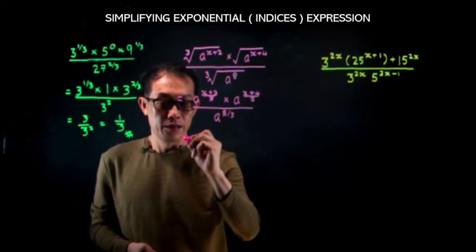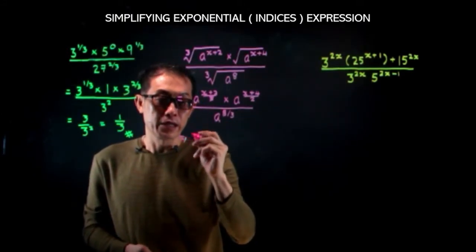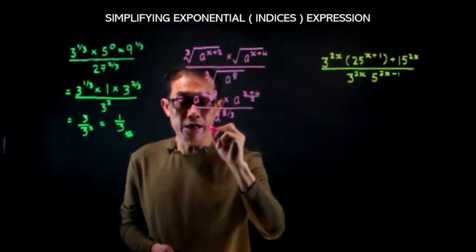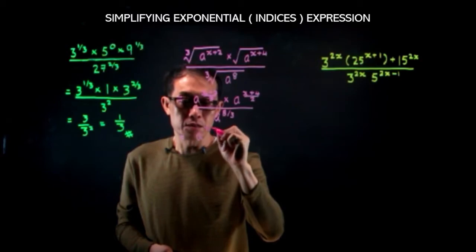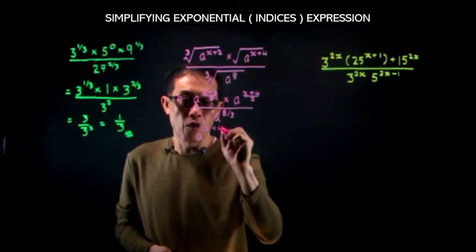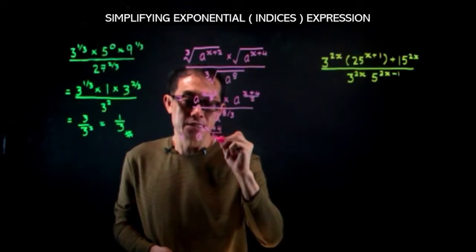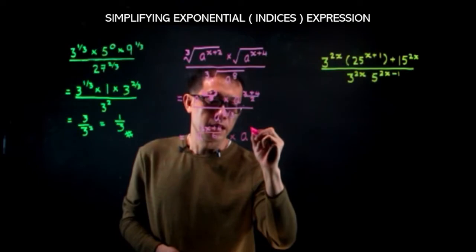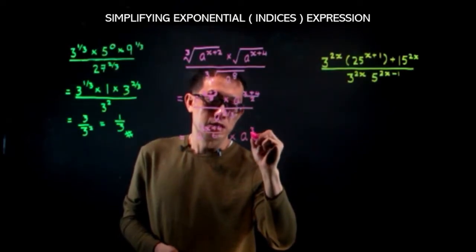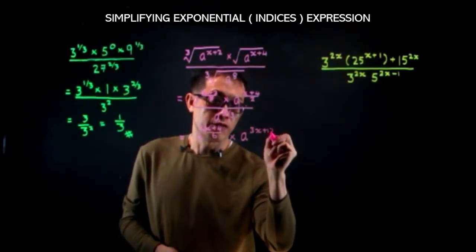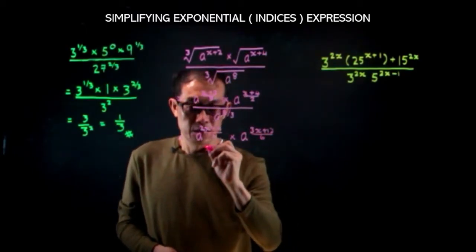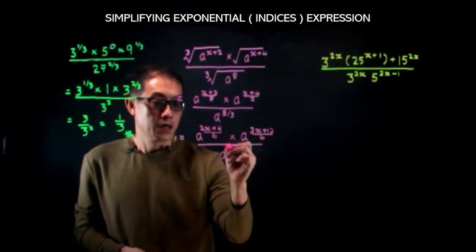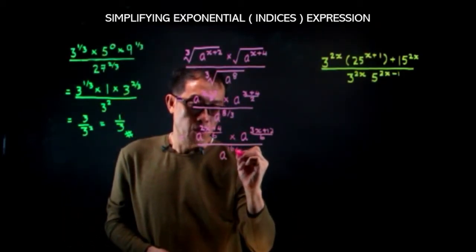Now, let's make them to a common denominator. Let's make the index to the common denominator. So you have a to the power of 2x plus 4 over 6, times a to the power of 3x plus 12 over 6, over a to the power of 16 over 6.